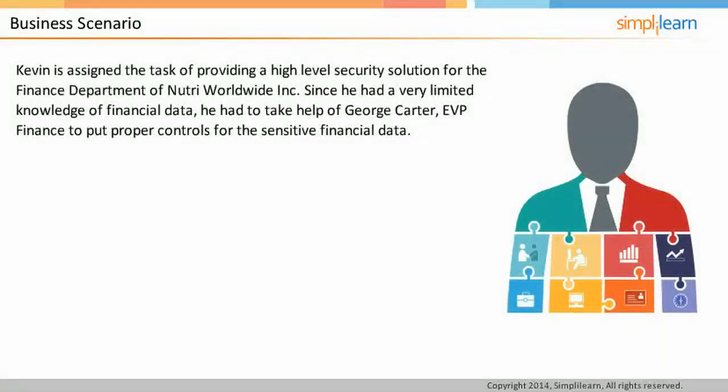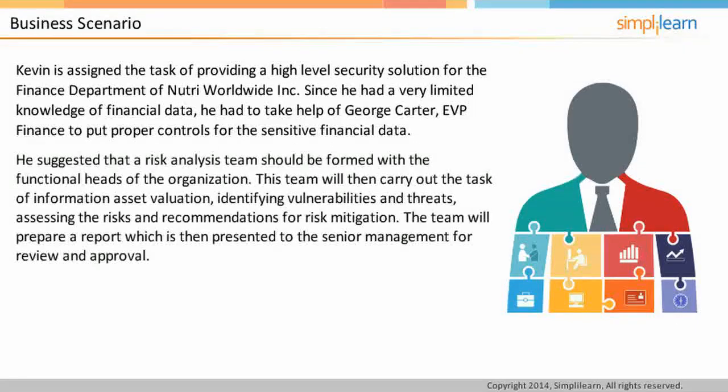Kevin is assigned the task of providing a security solution for the finance department of the organization. Since he had very limited knowledge of financial data, he had to take help of George Carter, EVP Finance, to put proper controls for the sensitive financial data. He suggested that a risk analysis team should be formed with the functional heads of the organization. This team will then carry out the task of information asset valuation, identifying vulnerabilities and threats, assessing the risks, and recommendations for risk mitigation. The team will prepare a report which is then presented to the senior management for review and approval.